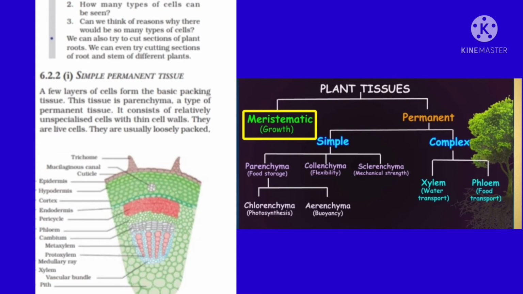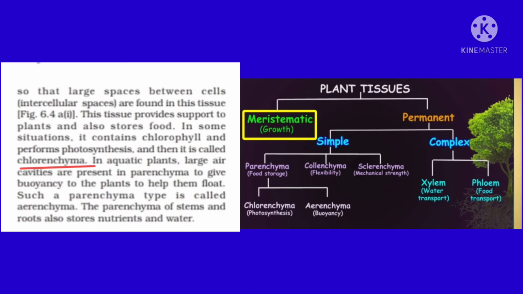Some of the parenchyma tissues have chlorophyll. Such tissues are called chlorenchyma. You know the function of chlorophyll? It performs photosynthesis. Some parenchyma tissues have large air cavities, which help the plants to float, providing buoyancy to float over water. Such tissues are called aerenchyma. Parenchyma tissues are found in the leaf, stem, root and fruit of the plant.